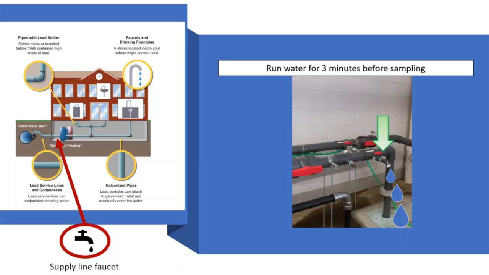Find the fixture in your building that is closest to where the supply line enters the building. Using a timer, turn on the fixture and run the water for 3 minutes. After 3 minutes, turn off the fixture. This will ensure that the water you are collecting is from the supply line. Note: only use cold water when flushing and collecting your supply line samples.